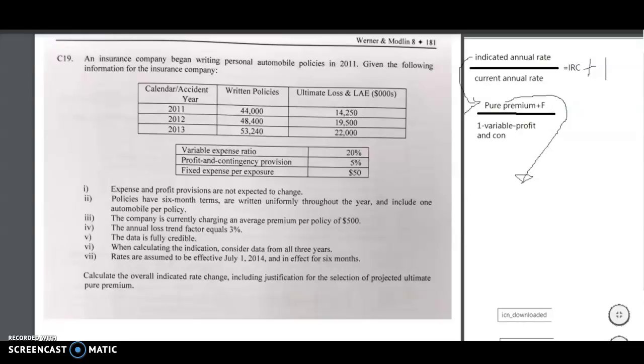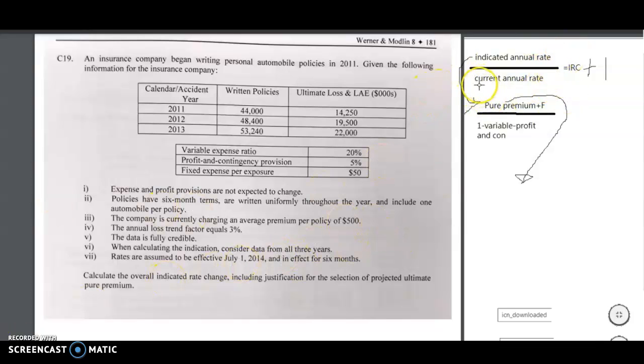So the next question is C19. For C19, it just asks us to calculate the indicated rate change based on the given data. The formula of the IRC is here. IRC equals the indicated annual rate divided by current annual rate, and then minus 1.